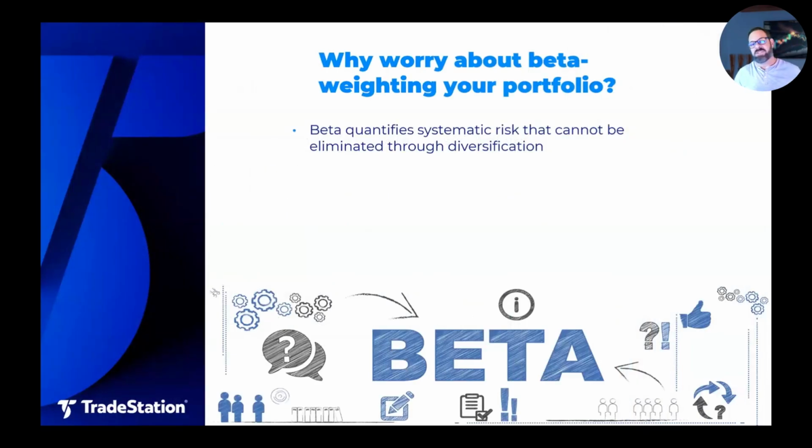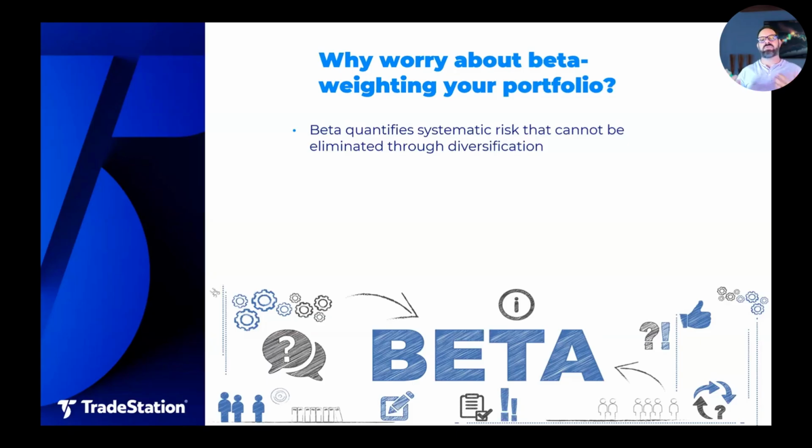Why would we even care about this? What the heck is this whole beta weighting thing about? Why am I wasting my time with it? It basically quantifies systematic risk. And systematic risk, again, if you've got betas that are positive, you can't eliminate all that risk through diversification because it's systematic. It's throughout the entire system, or the entire market. So a lot of people try to diversify portfolios and they don't realize that they still have all positive betas. And therefore, when the market crashes, all of their securities go down. Some of them just happen to go down slower than others.